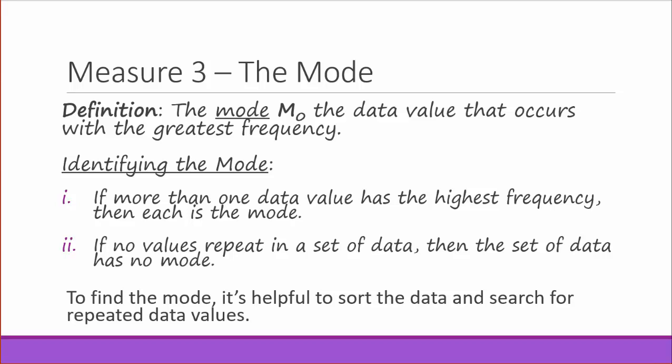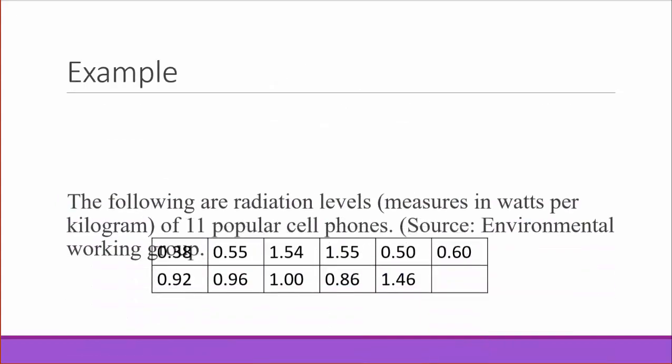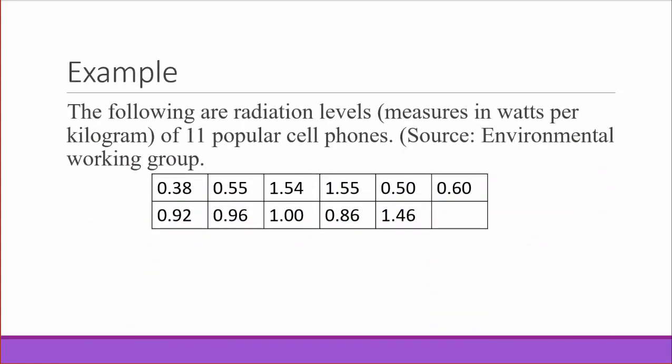So to find the mode, I usually sort the data and then search for the repeated data values. Now what's nice is the updated version of StatCrunch that you're using also computes the mode. That wasn't true just a few months ago, so you can take advantage of that. So here's an example, same data set we were talking about. The following are radiation levels of 11 popular cell phones.